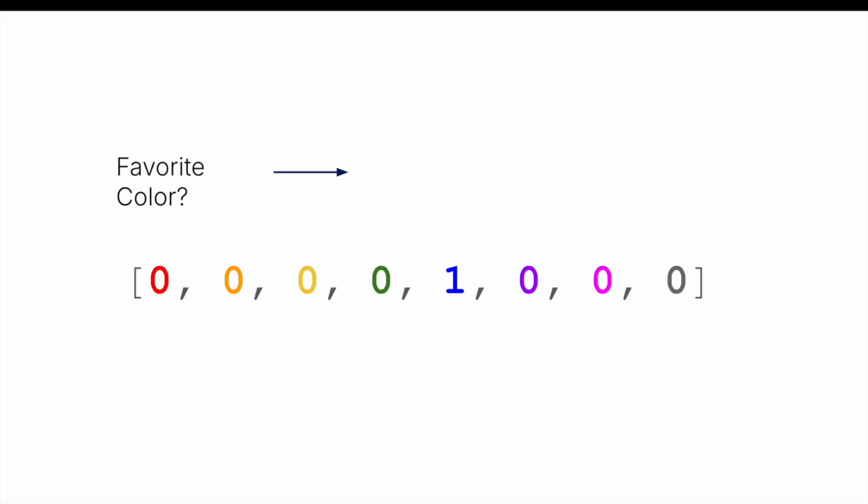If you wanted to encode your favorite color, you could have every number in a sequence be attributed to a color, and then your favorite color gets a 1. So this tells me that my favorite color is not red, because it's 0, it's not orange, it's not yellow, it's not green, it's not purple, not pink, and not gray. Your favorite color is the one with the 1 in it, which is blue. This is called one-hot encoding.